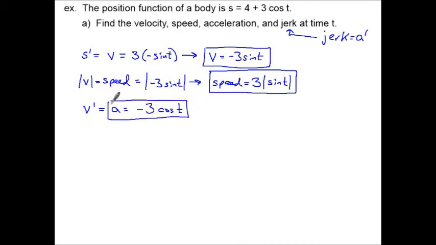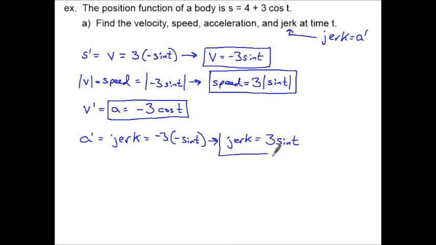There you go. And then finally, if I take a prime, I get the good old fun to say jerk. In this case, I've got my negative 3, and then the derivative of cosine, as we've already done in this problem, is negative sine. So again, that's one I want to clean up a little bit. Jerk equals two negatives makes a positive 3 sine t. Alrighty, so there's all those things for time t.